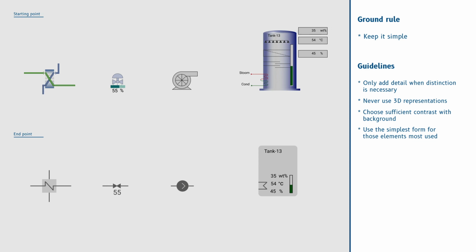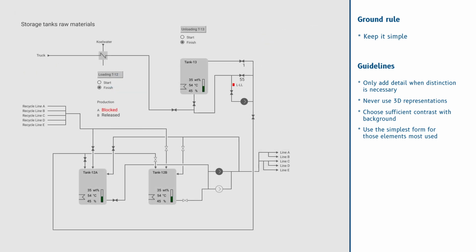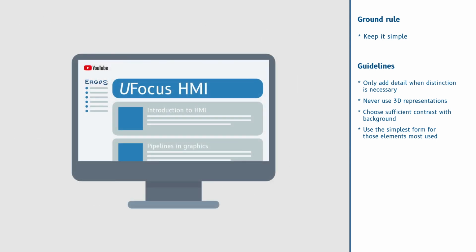This video showed how symbols can be improved by applying a few general guidelines. These improved symbols make the important information stand out more. All the unnecessary parts have been removed. Looking at our graphic, there are still a few improvements possible. Want to know which ones? Have a look at our first video about pipelines.